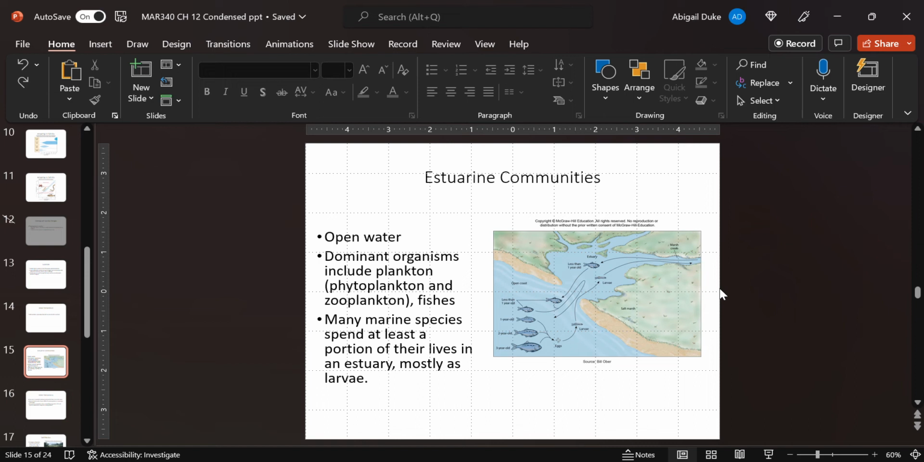Open water, for the most part. Dominant organisms include plankton, phytoplankton, and zooplankton, and fishes. Many marine species spend at least a portion of their lives in an estuary, mostly as larvae. So these estuaries, I guess, are often like their little baby places.